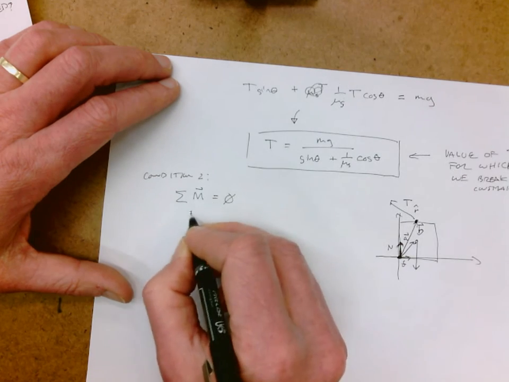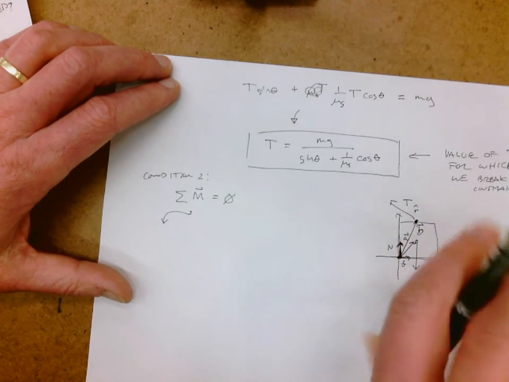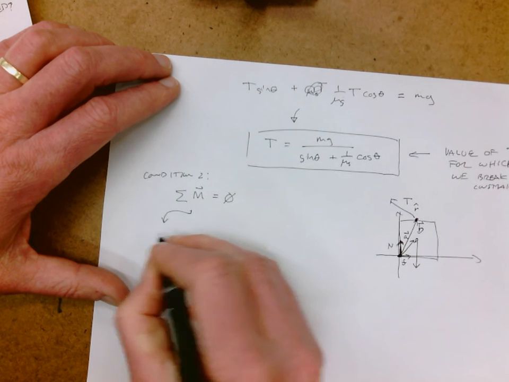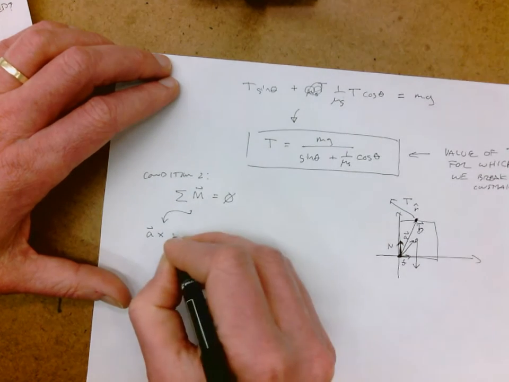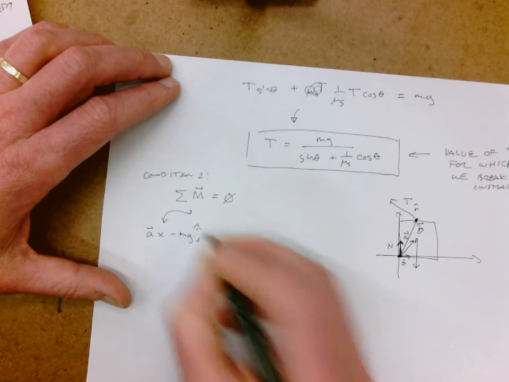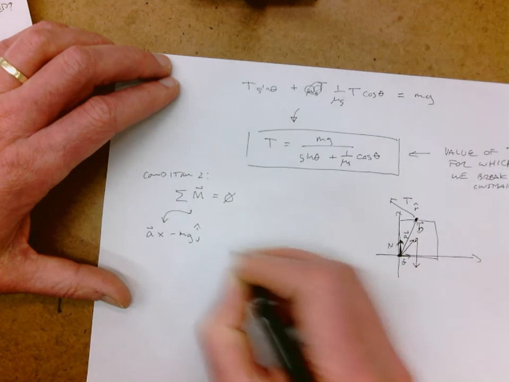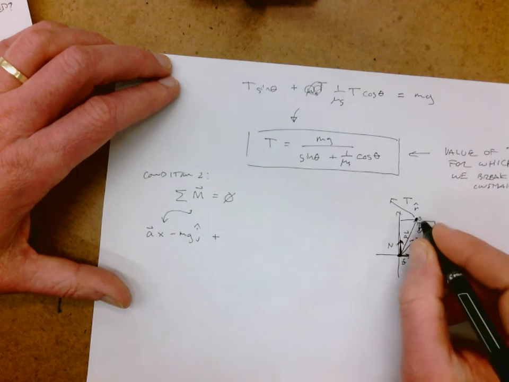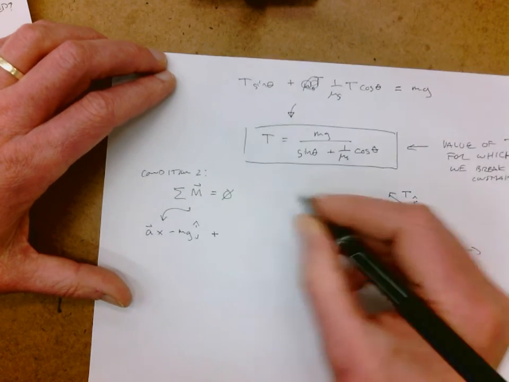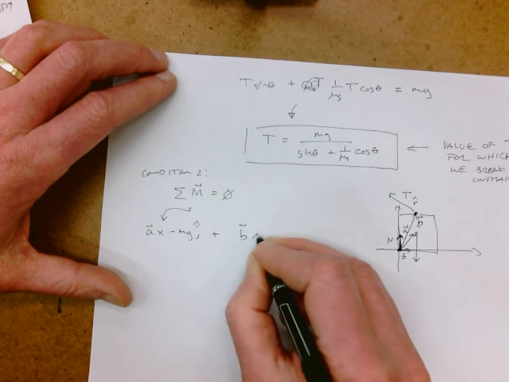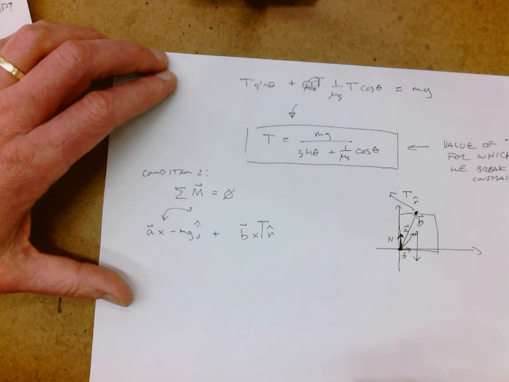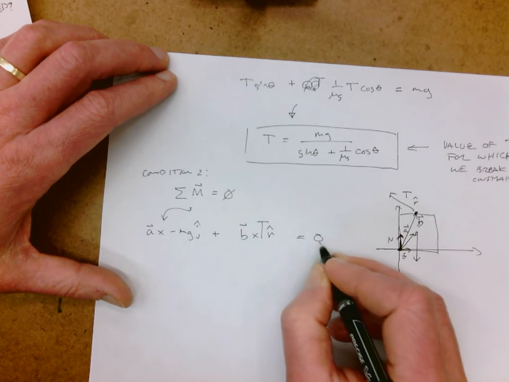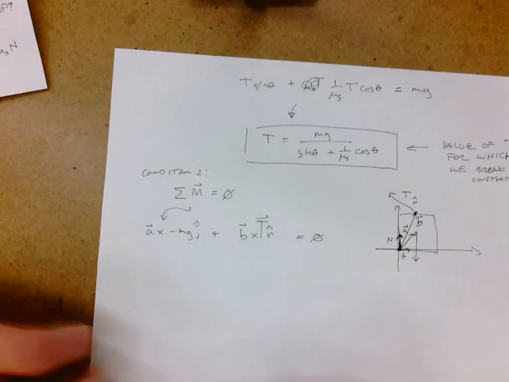So if I take my sum of moments, I'm first of all going to have a moment that will actually be a clockwise moment due to the gravitational force. So that will be A vector cross minus mg j hat. Right? That will be my first moment. And then I'll also have another moment that's due to the tension force, which will be B vector cross T times r hat. Okay? And that's got to give me 0.